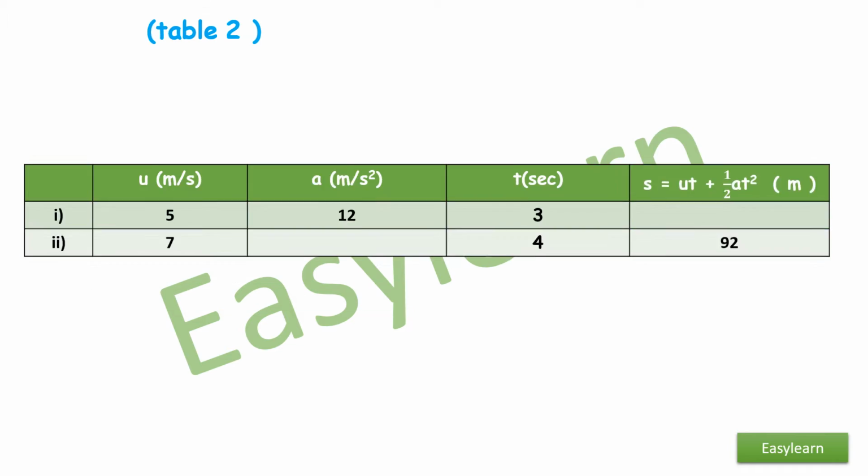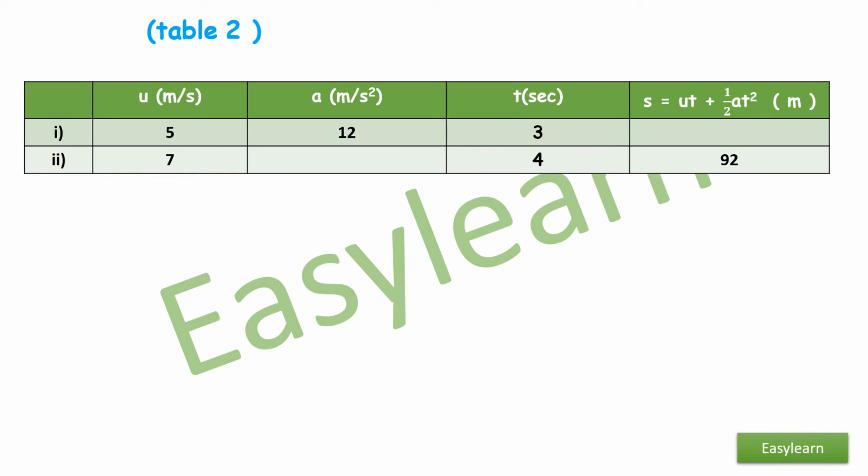Table 2. Now in this case, it is Newton's second equation. That is S is equal to ut plus half at square. Now in the first one, U is given, A is given, T is given. We have to find S, that is displacement. So S is equal to ut plus half at square. Substitute all the values, you get 92 is equal to 7 into 4 plus half A into 4 square.